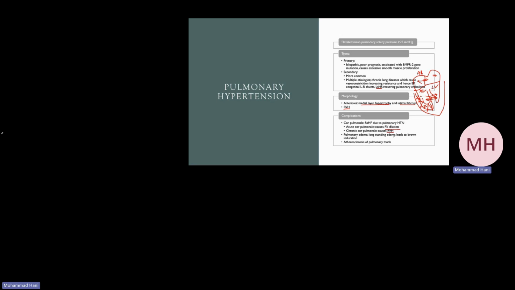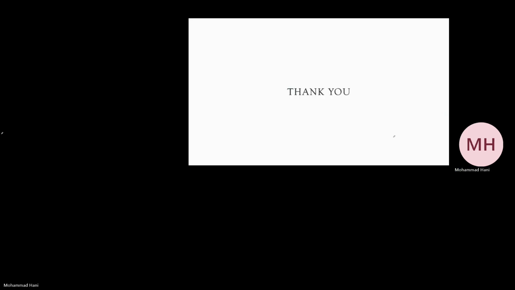Another complication is atherosclerosis of the pulmonary trunk. Why? Because one of the main risk factors for atherosclerosis is hypertension, and it's no different in the pulmonary circulation. I mean, that covers all of the main things that needed to be mentioned about pulmonary hypertension. It's a very simple, straightforward topic, and good luck in the exam, guys.